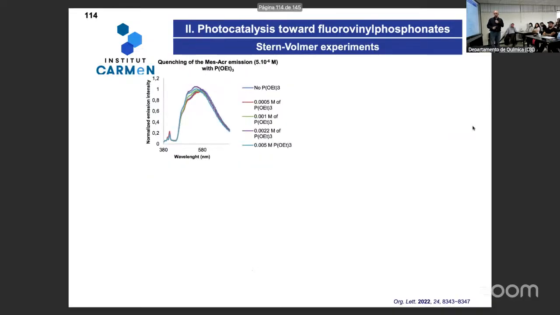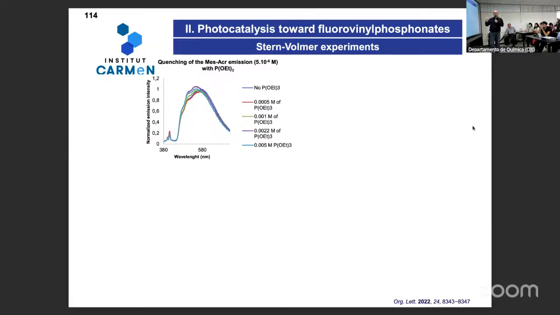Next, please. Okay. So to try to know what's happening in the reaction, we did some Stern-Volmer experiments. It's what quenches the emission of the photocatalyst. We need to know that to know what is the first reaction of the catalytic cycle, actually. So we mixed the photocatalyst with the phosphide. If we increase the concentration of the phosphide, nothing happens. So that means that it's not the phosphide that quenches the photocatalyst.